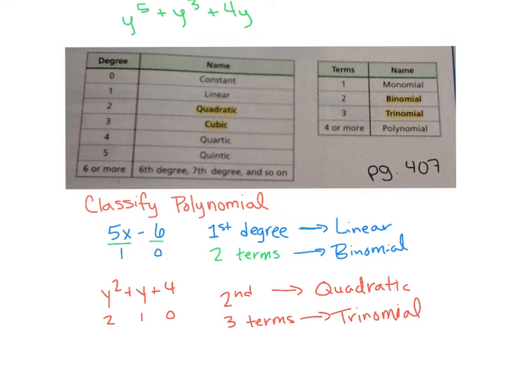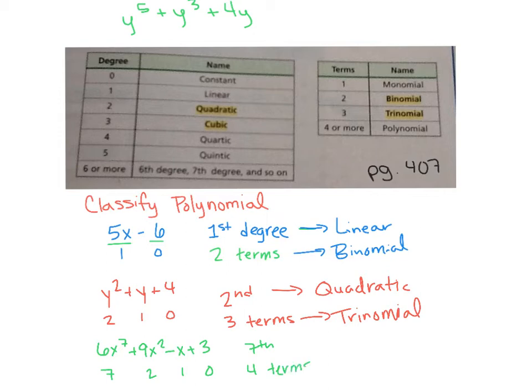And then we have one more. We have 6x to the 7th plus 9x squared minus x plus 3. So we have 7, 2, 1, and 0. So it's a 7th degree. And we have 4 terms.